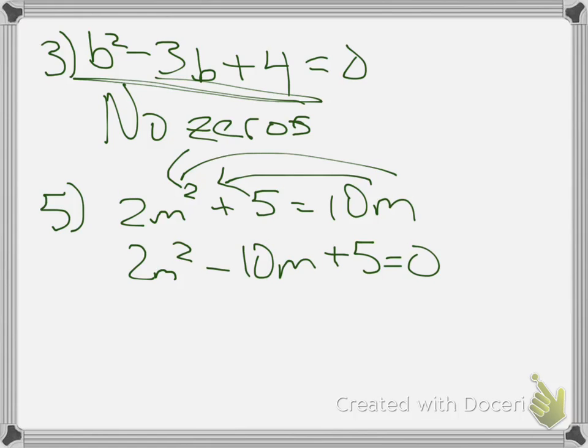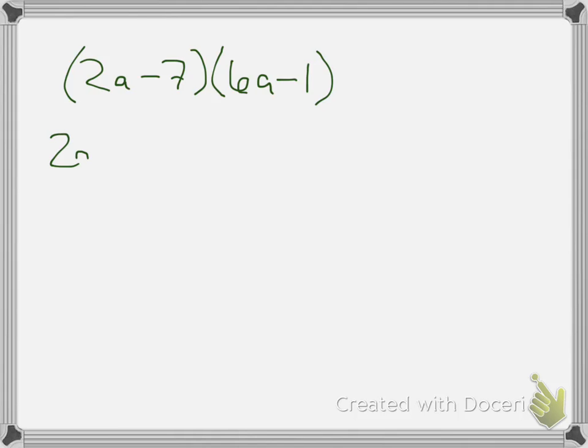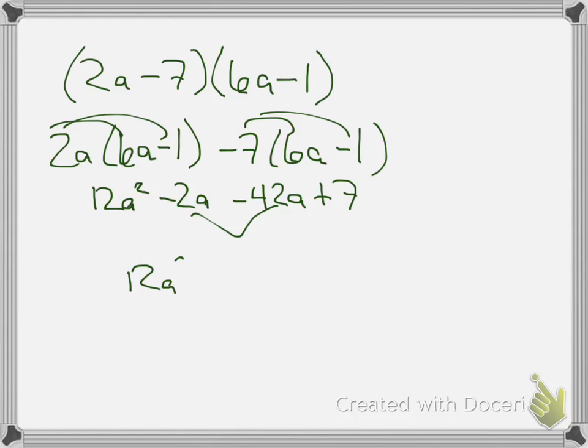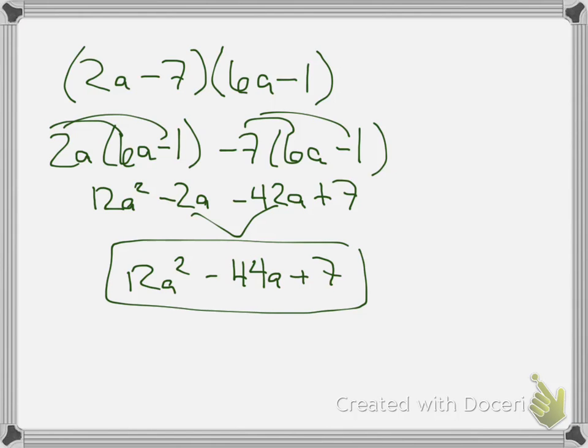Something like that. If you're a distributive property kiddo, 2a minus 7 times 6a minus 1, you would say 2a times 6a minus 1, minus 7 times 6a minus 1. Distribute, that's 12a squared minus 2a. Distribute, that's negative 42a, plus 7. Combine your like terms: 12a squared minus 44a plus 7. So, not too hard, that's pretty much it right there.